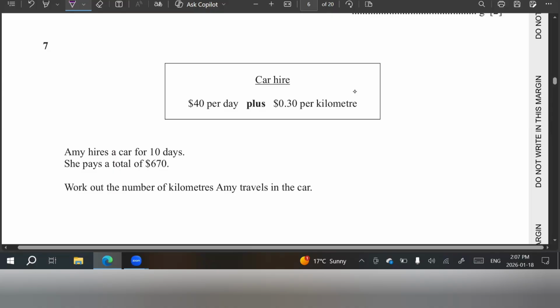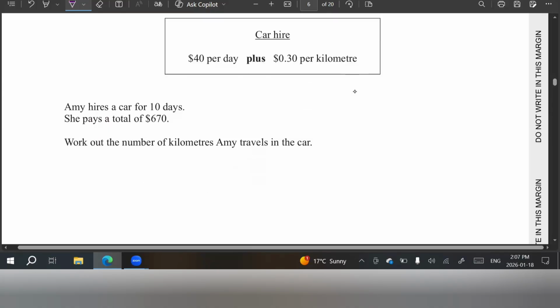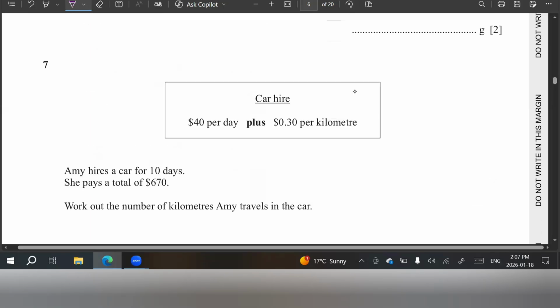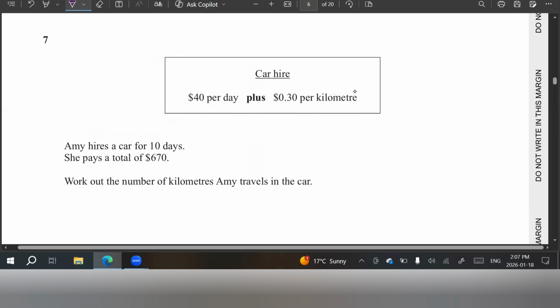Okay, so it's a how much marks question? Let me check, sir. It's a 3 marks question. So this is question number 7. It has 3 marks. Okay, so very simple.